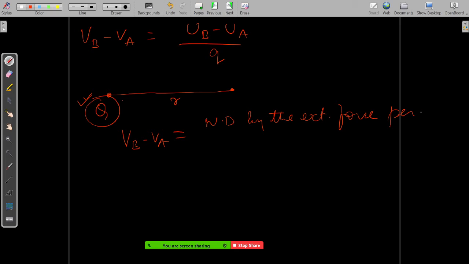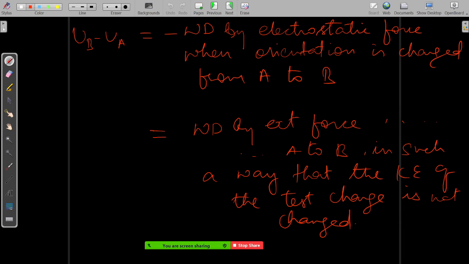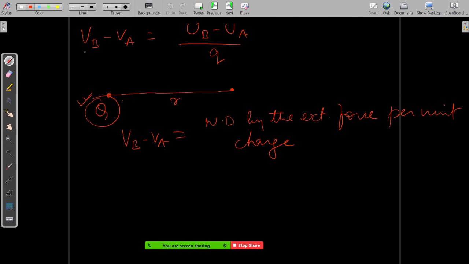Per unit charge. Work done with extension period. Okay, UB minus UA was what? Work done by the external force when the orientation is changed from A to B. So what is this VB? This will be basically per unit charge.